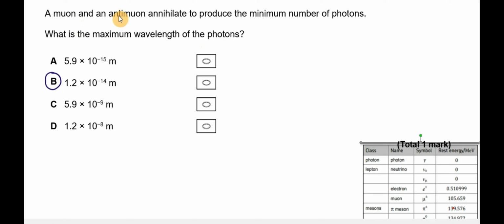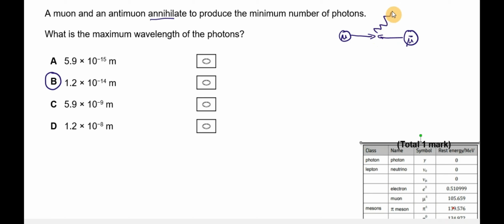So a muon and an antimuon annihilate to produce the minimum number of photons. What is the maximum wavelength of the photons? Well, we're talking about an annihilation reaction. We're going to take a muon and an antimuon. They come together and annihilate each other.